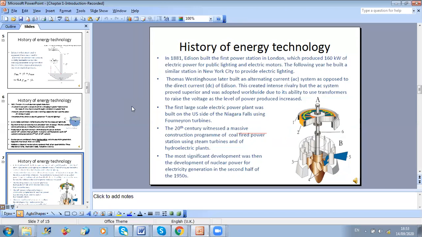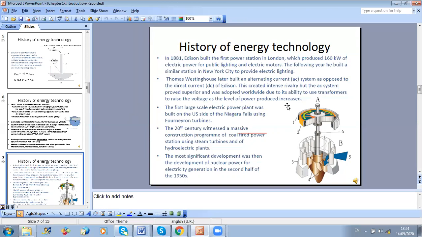Now, Thomas Westinghouse later built an alternating current system as opposed to the direct current of Edison. So you know, in electricity, you have mainly two types of current, alternating and direct current. Alternating current will be variable with time, while direct current will be stable, so you don't have variation with time. So here we have two opposing trends, but the alternating current system proved superior and was adopted worldwide due to its ability to use transformers to raise the voltage as the level of power produced increased.